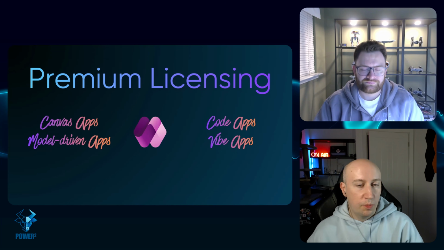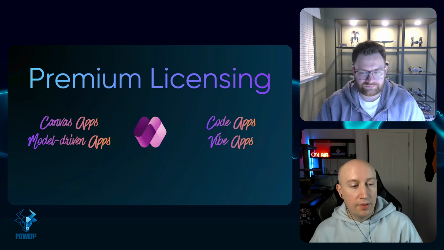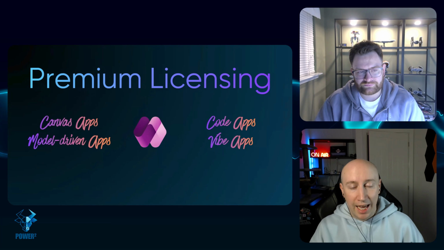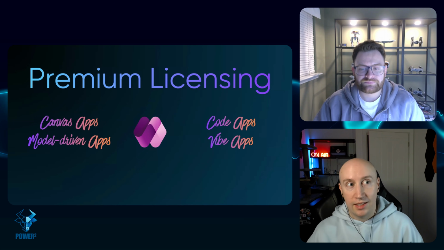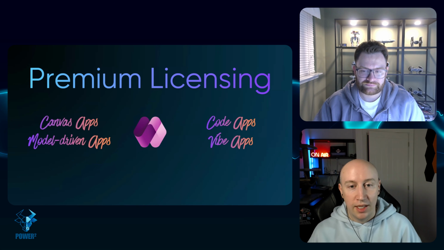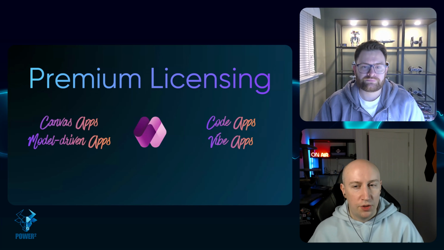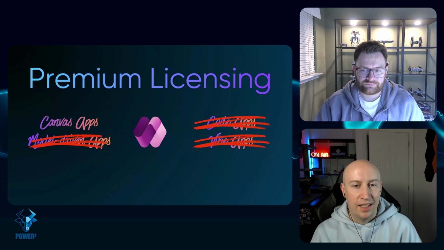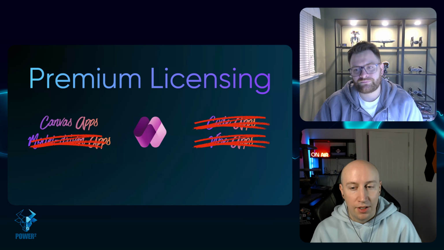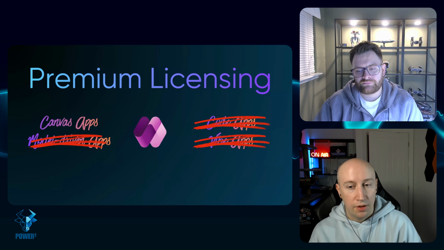So, in our beginning of 2025 options of Canvas apps and model driven apps, Canvas apps can be covered under your standard licensing like E3. You don't need Power Apps Premium for them necessarily. So you could use a SharePoint list as your backend data source, and then you don't need a premium license. Model driven apps, you do need a premium license. But with these two new kids on the block, what do we need? Oh yeah, if we don't have premium licensing, we can't use code apps or vibe apps. So the future really is that you have to have premium, right?